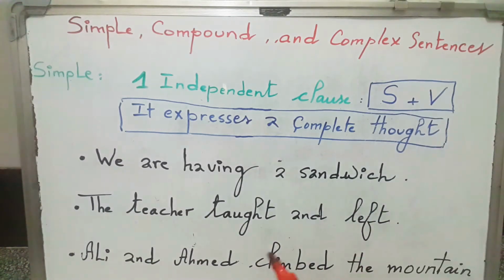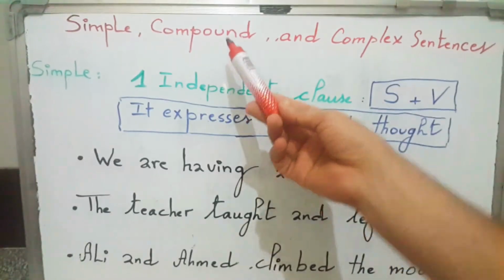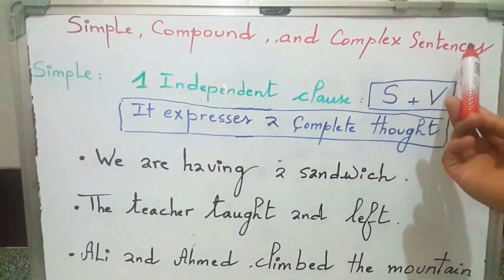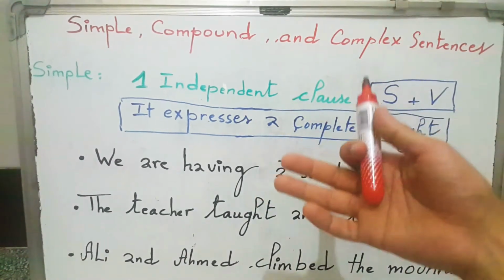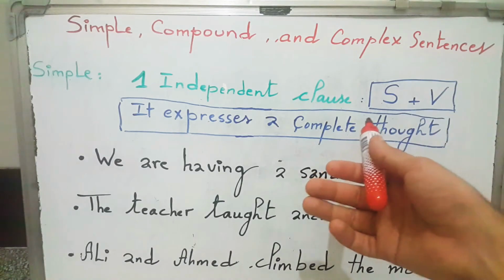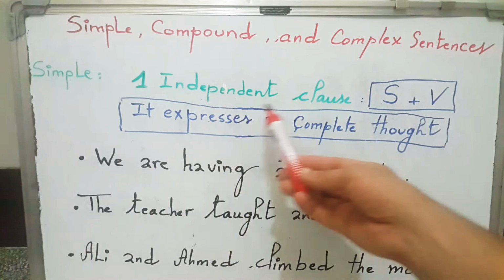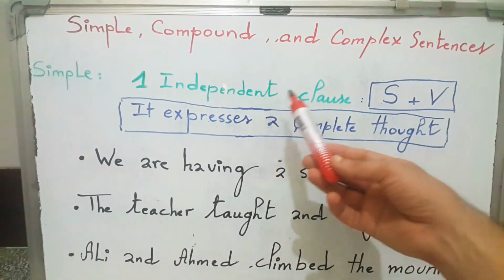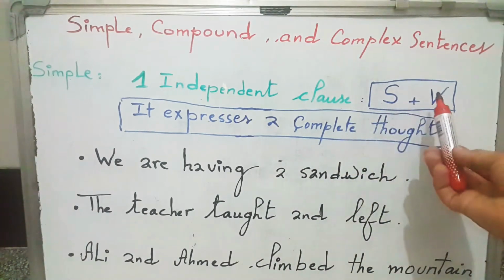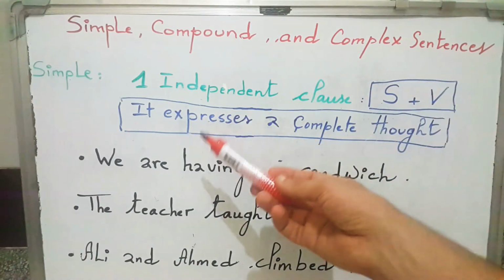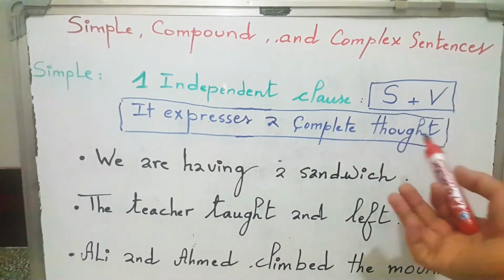Hello guys, I have recently been asked to clarify the difference between simple, compound, and complex sentences, and to be honest, most of the learners cannot differentiate between the three. So a simple sentence has another name, which is independent clause. Independent clause because it can stand alone and consists of a subject and a verb or a predicate. And the idea here is that it expresses a complete thought.